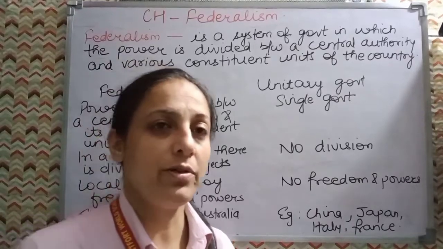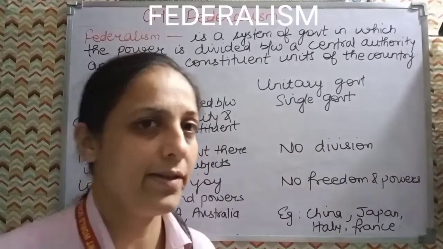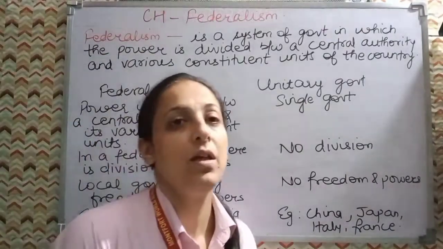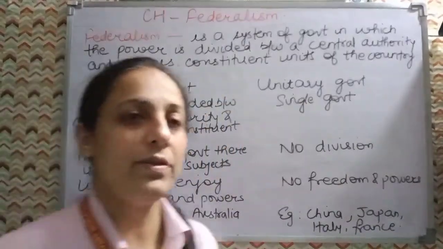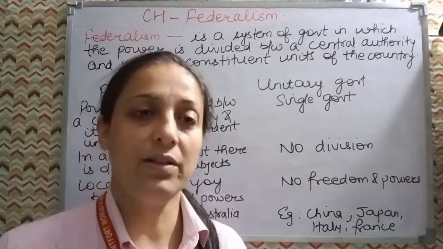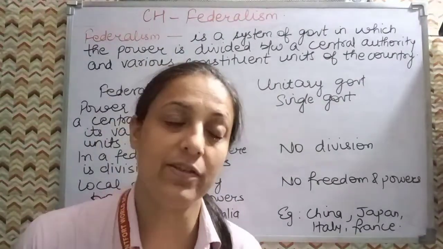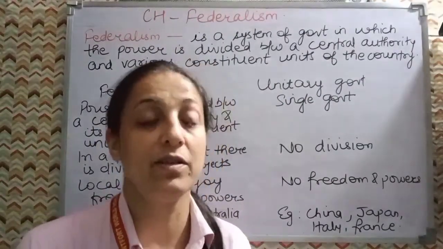So students, today we are going to discuss the chapter Federalism, chapter 2 of Political Science, grade 10th. In this chapter, we will define federalism. We will see the difference between the federal government and the unitary government, and then we will discuss the features of federalism.